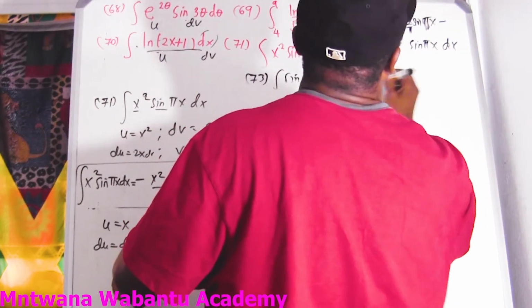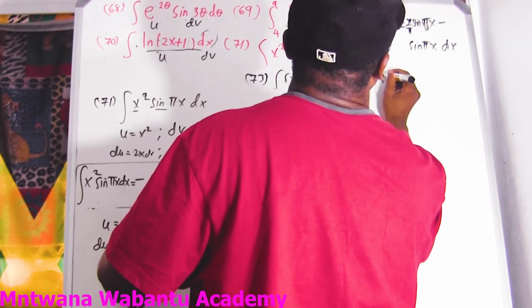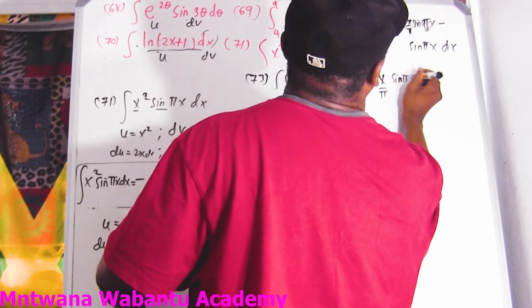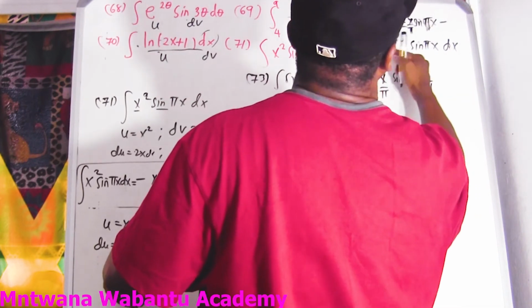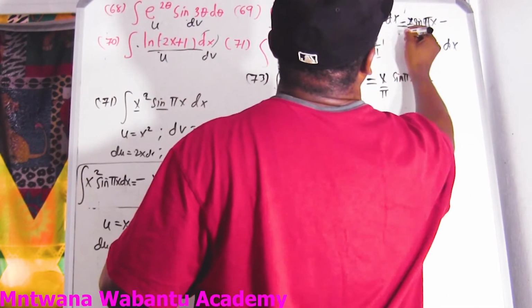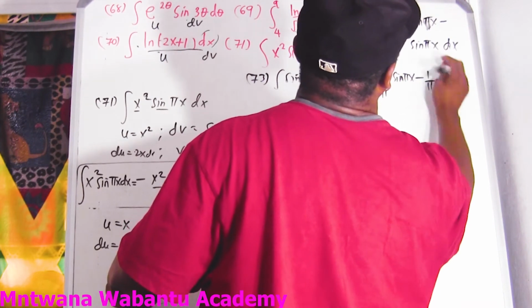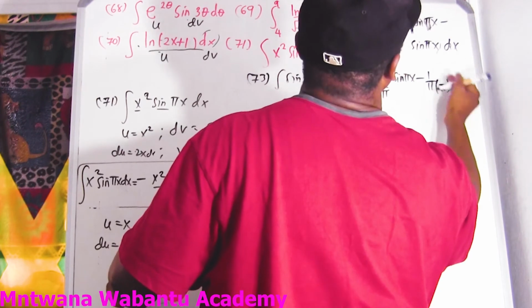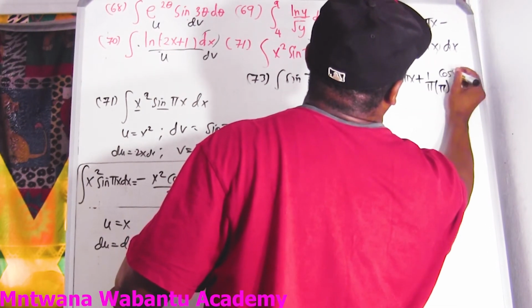Here we can simplify, so this equals x over pi sine pi x, and the 1 over pi comes out front. Now let's integrate that. When you integrate sine pi x, you have to account for the derivative of the inside, which gives pi, and the integral of sine is negative cos. Negative times negative gives positive cos pi x over pi.